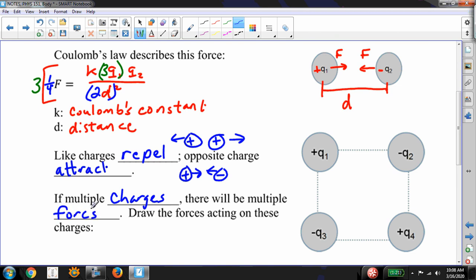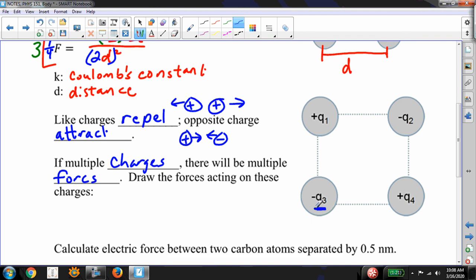Let's draw the forces that are acting on Q3. If I draw these forces, I'll have one attractive force due to particle 1. I'll call that F1. I have another repulsive force due to particle 2. I'll call that F2. And then I have another attractive force due to particle 4. I'll call that F4. And as we did before, I can draw a net vector.